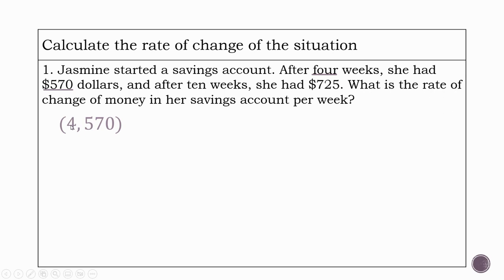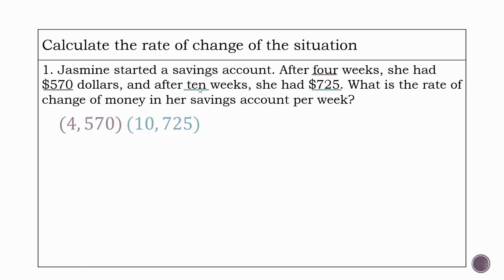4 is my X value because 4 weeks is time. It's representing time, okay? $570, that will be my Y, okay? So the second chunk of information is after 10 weeks, she had $725, okay? Again, 10 weeks, that's time. Weeks is an amount of time, okay? So 10 will be my X value and 725 my Y, okay?